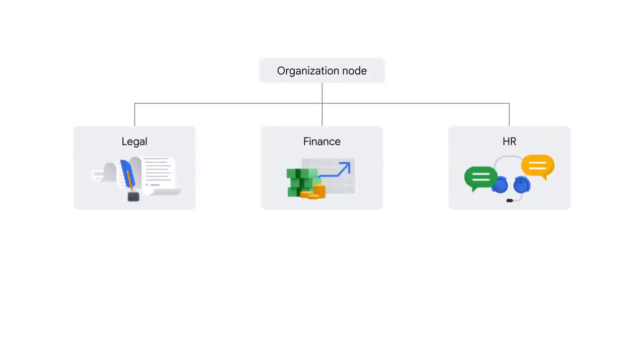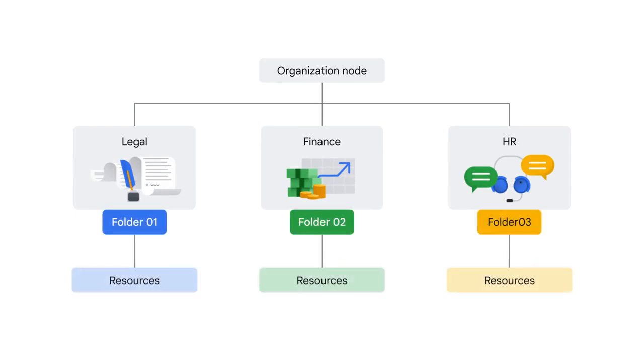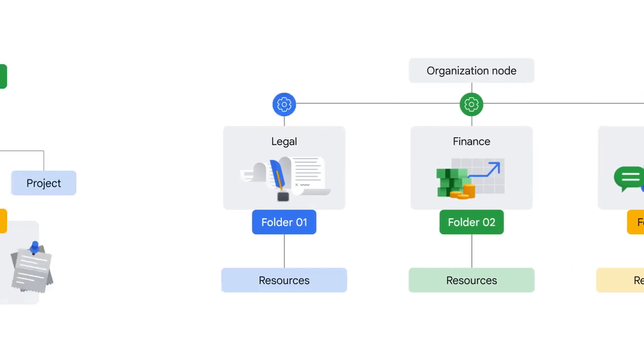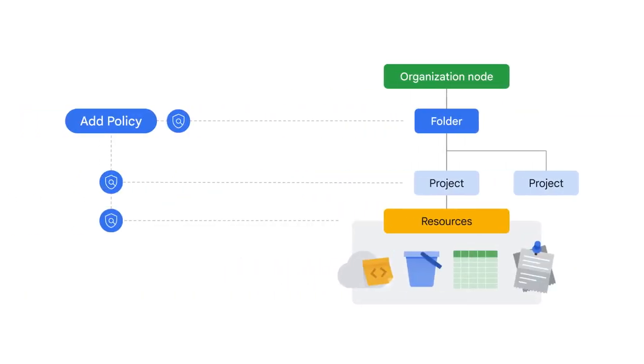For example, your organization might contain multiple departments, each with its own set of Google Cloud resources. Folders allow you to group these resources on a per-department basis. Folders also give teams the ability to delegate administrative rights so that they can work independently. As we mentioned earlier, the resources in a folder inherit policies and permissions from that folder.